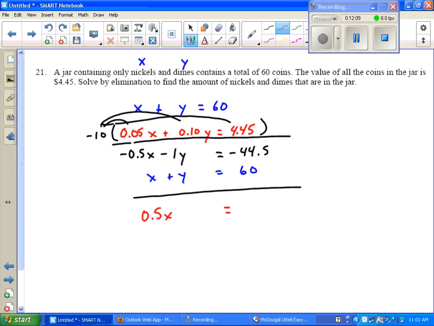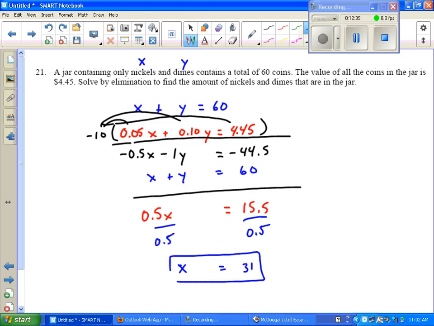That's what you're trying to do. And when you take 44.5 away from 60, you're going to get a positive 15.5. When you take 15.5, now you have 0.5x. If you want to cancel that out, divide by 0.5. Do the same thing on the right as well. And you're going to get x's value equals 31. So now we have 31, and if we look back at how we labeled it, there are 31 nickels.